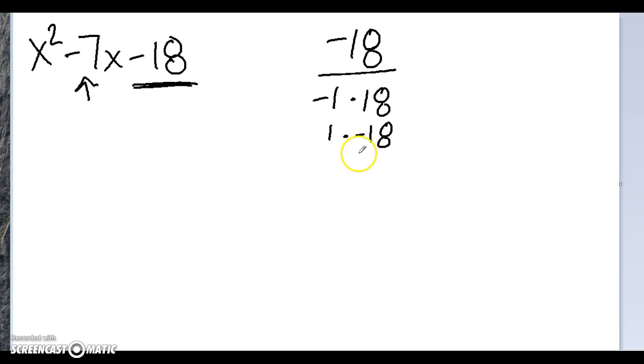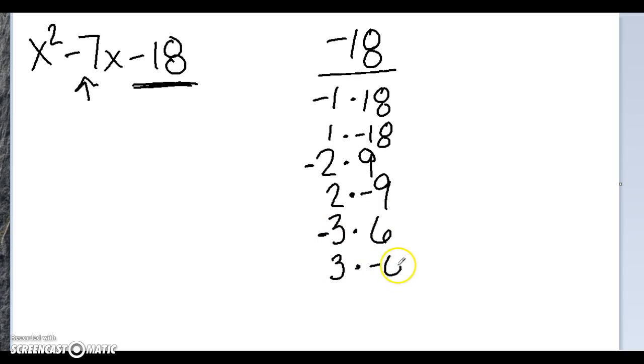If you see the factors you need right off the bat, the ones that will add to negative 7, then go ahead and use those factors. If you don't see them, then you have to make a factor list. So I know 1 and 18, 2 and 9. Again, one of them needs to be negative. 3 and 6. And again, one needs to be negative. 4's not a factor of 18, 5's not a factor, 6 is, and then we start repeating our list.